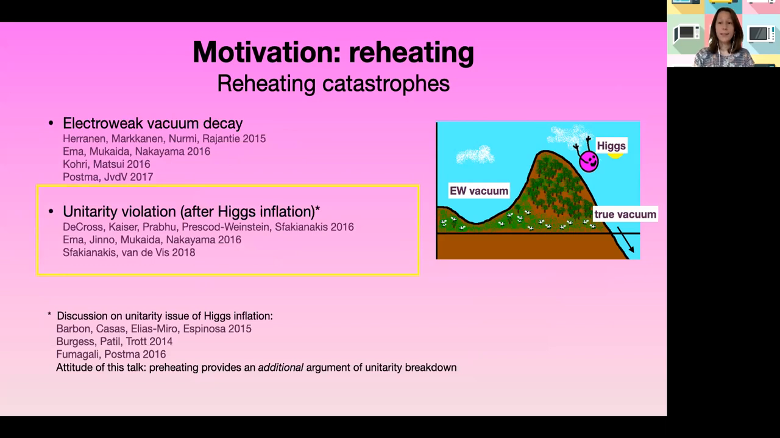Unitarity violation is actually the motivation to study reheating in this talk. But let me make a quick comment, because the unitarity cutoff scale has been a matter of huge debate in the literature in Higgs inflation. And it has been claimed that Higgs inflation is actually not a valid effective field theory. In this talk, I'm putting those issues aside. I'm just going to argue that even if those things wouldn't be an issue, then you still have a unitarity problem in Higgs inflation, which occurs during reheating.